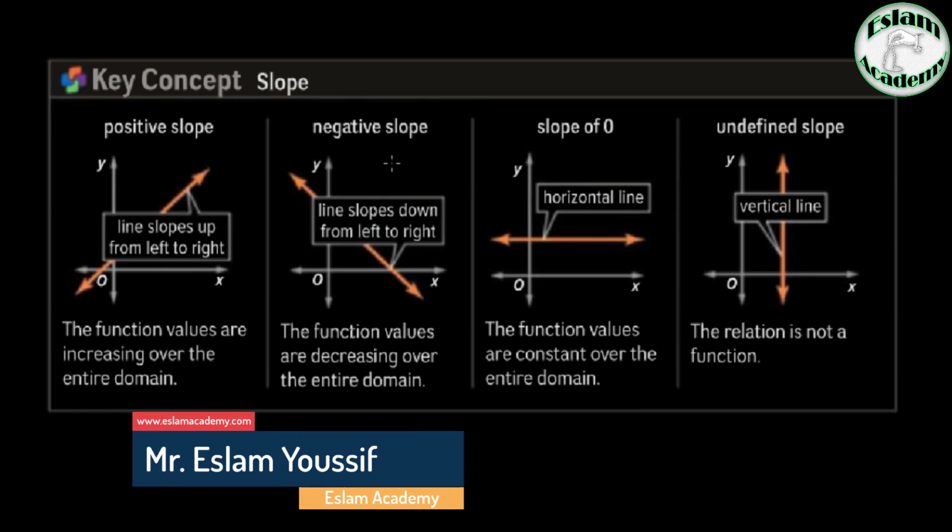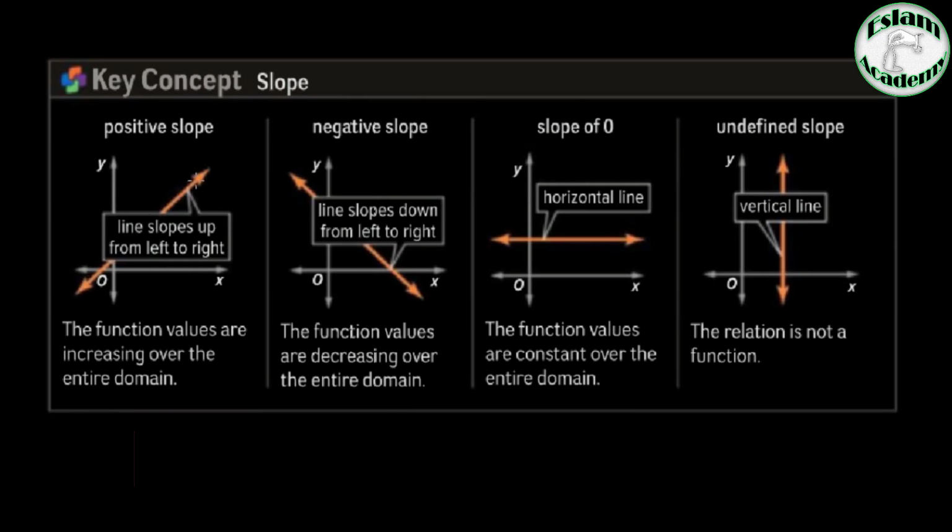Now the key concept of the lesson. For any positive slope, you will find that we have an increasing line. For any negative slope, you will find that we have a decreasing line. If the slope is equal to 0, it means we have a horizontal line parallel to x that intersects y at one point. This value will be equal to y1 or y2. If the slope is undefined, it means we have a vertical line parallel to y that intersects x at the point x1 or x2.